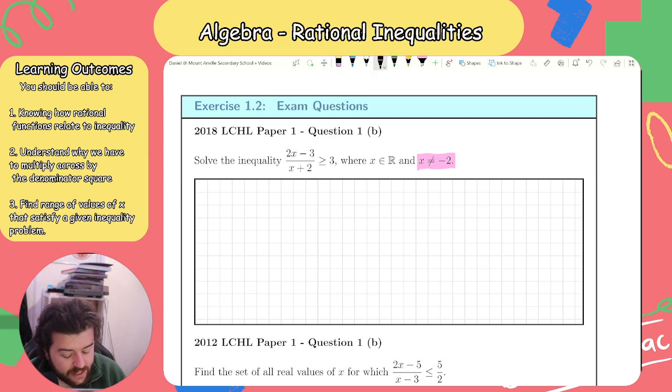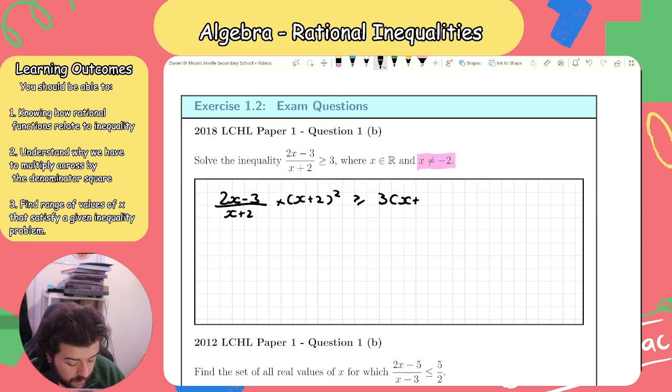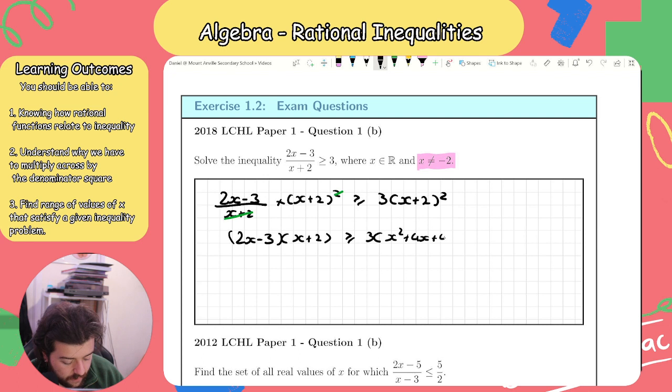Right, so 2x minus 3 all over x plus 2 is greater than or equal to 3. I need to multiply both sides by my denominator squared. So I'm multiplying both sides by x plus 2 squared. One of these x plus 2 is going to divide into that one. So I'm going to have 2x minus 3 times x plus 2 is greater than or equal to 3 times x plus 2 squared, which is x squared plus 4x plus 4.